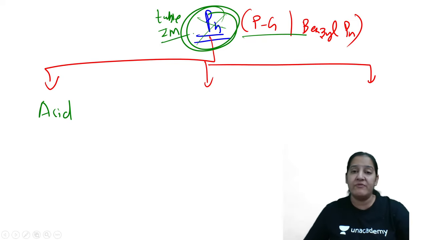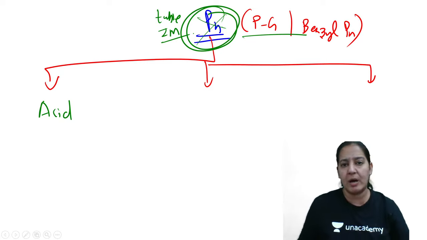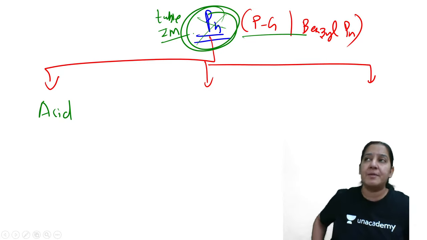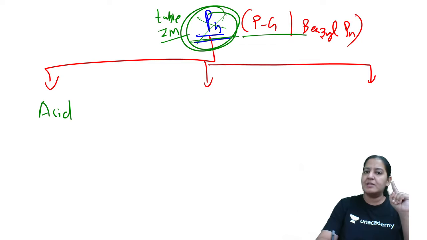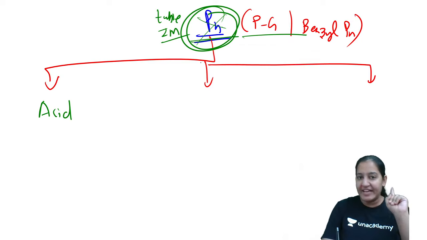But injections are not comfortable for patients. Not all patients are comfortable. The oral route is the most comfortable, cheapest and most convenient route, right? So here, natural penicillin is always available in the form of injection.